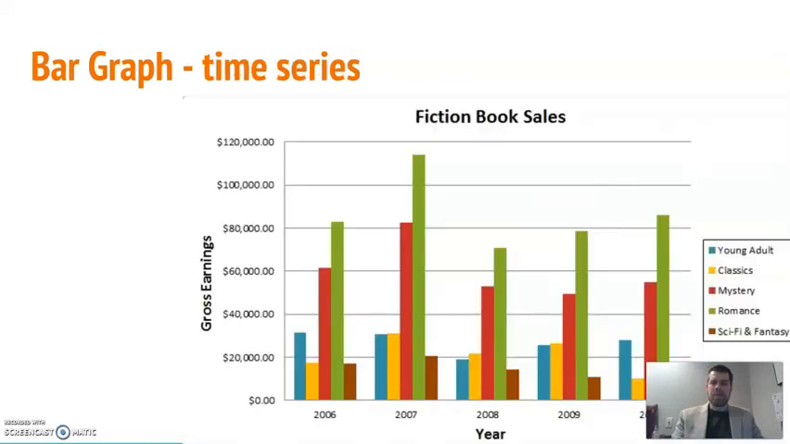There's lots of different kinds of bar graphs. Here's an example where we have a time series. So we've got the key there of different types of books over time. This particular one could also be done as a line graph, instead of a bar graph, where we connect the lines and see 5 different lines over the time series.